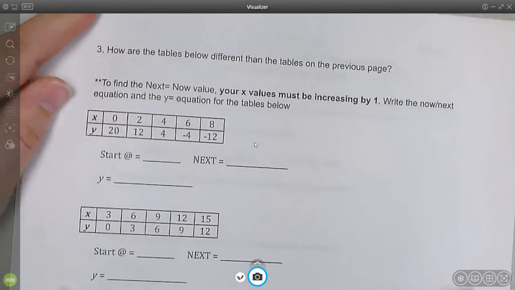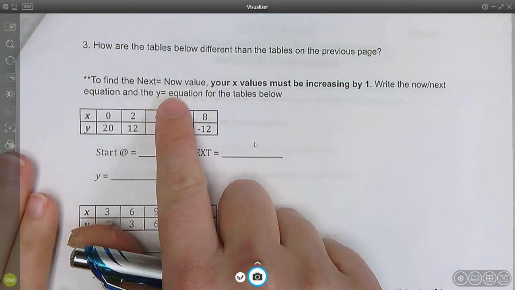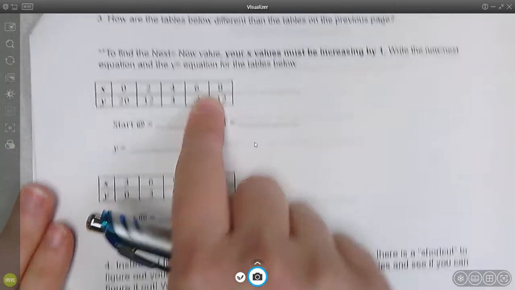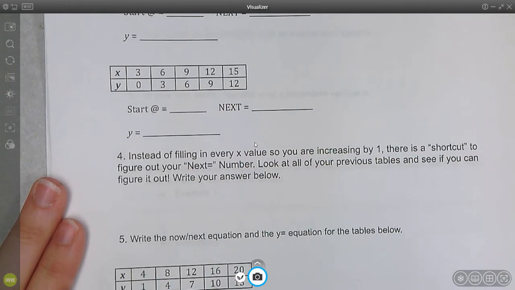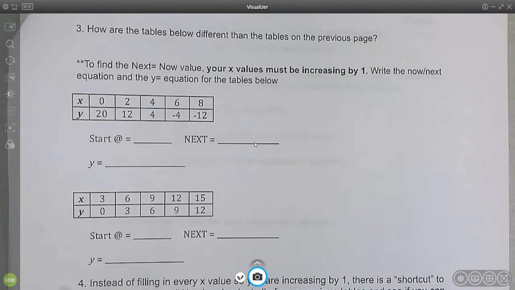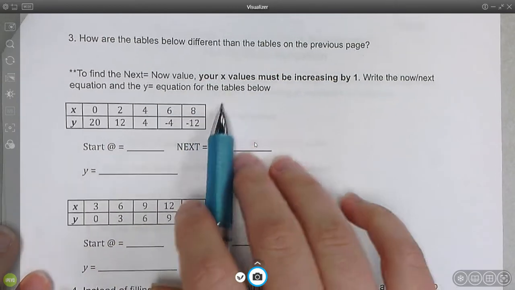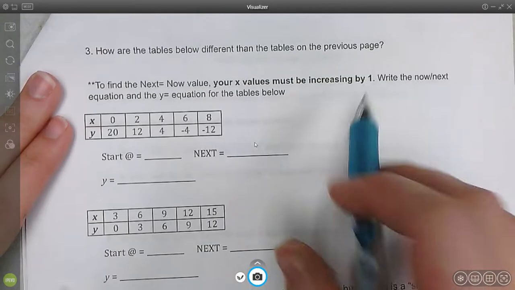Okay, next page. So it says, how are the tables below different than the tables on the previous page? So if you look at these ones, your x values are increasing by 2. Here your x values are increasing by 3. Here they're going up by 4. The last one, it looks like they are going up by 4 as well. So to find the next equals now value, your x values must be increasing by 1.